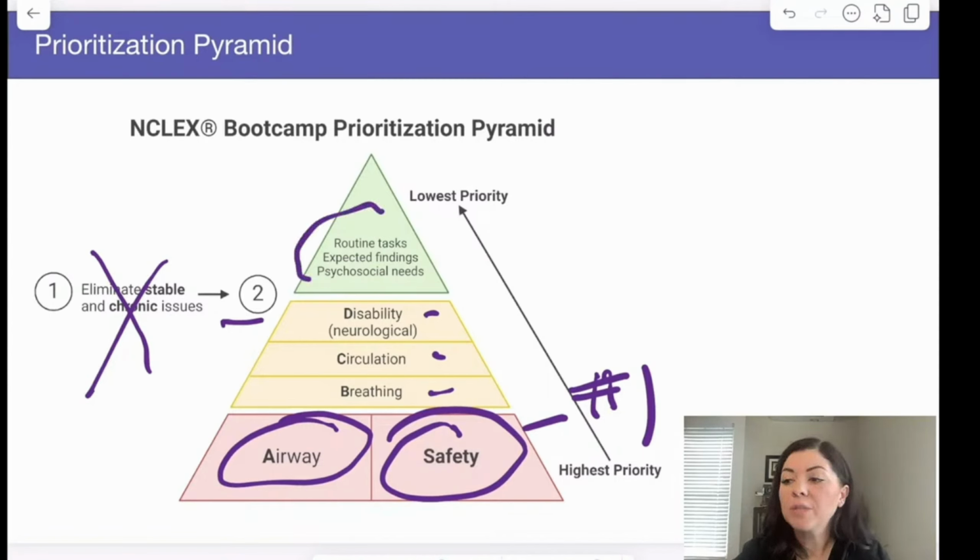Our lowest priority issues are typically going to be up here at the green portion of our pyramid. That's going to be routine tasks or routine orders, expected findings, and psychosocial needs. An example of a psychosocial need is maybe our client is anxious or frustrated. Certainly we want to use therapeutic communication and address their needs, but it's typically not going to pose any type of life-threatening risk. I know that was a lot I just threw at you guys with that pyramid, but that's really laying the groundwork. And we're going to use this pyramid as we navigate these next couple of practice questions.